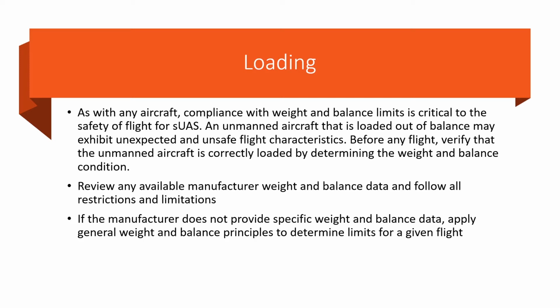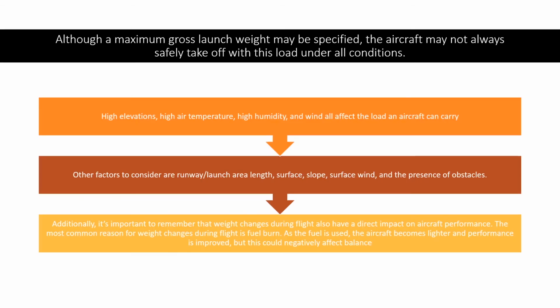Let's say you add weight to the UAS in a manner that does not affect the center of gravity. Although a maximum gross launch weight may be specified, the aircraft may not always safely take off with this load under all conditions. High elevations, high temperature air, humidity, and wind can affect the performance and payload of what you can carry. Other factors to consider are runway: how much room do you have?